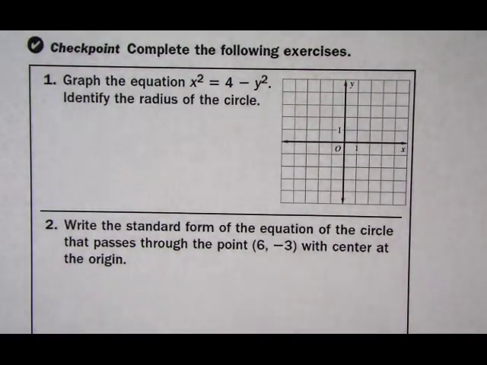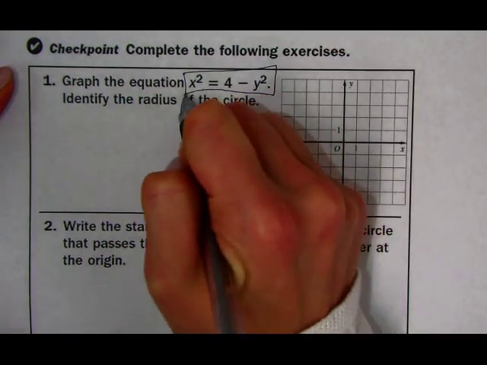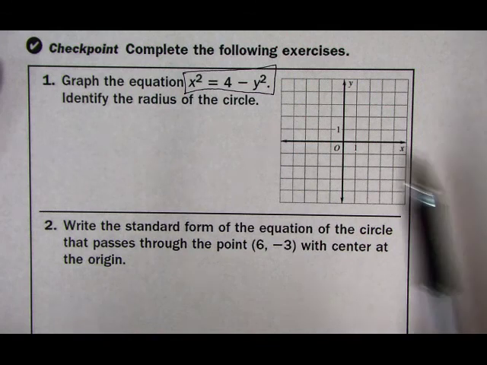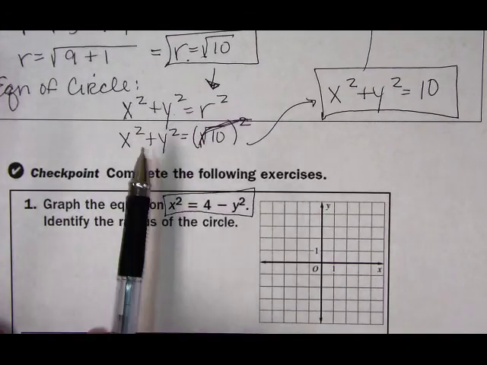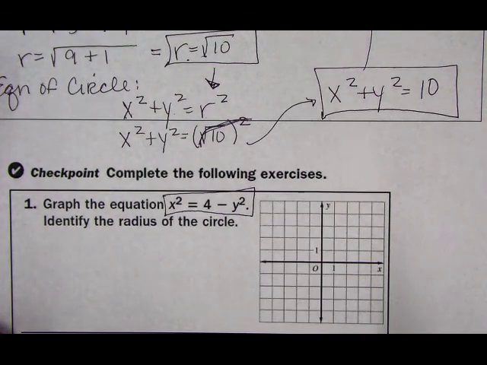So let's look over the 2 examples, the 2 checkpoints that we did that correspond to example 1 and example 2. So in number 1, they want us to graph the equation x squared is equal to 4 minus y squared. We have to identify the radius of the circle as well. So if you look back to your example 1, the first step is writing the equation in standard form. And we kind of know what our standard form is because we looked at it up here. X squared plus y squared on the same side together is equal to r squared.